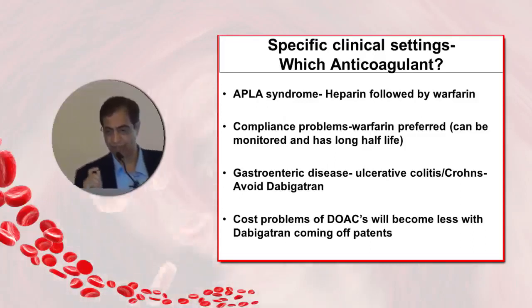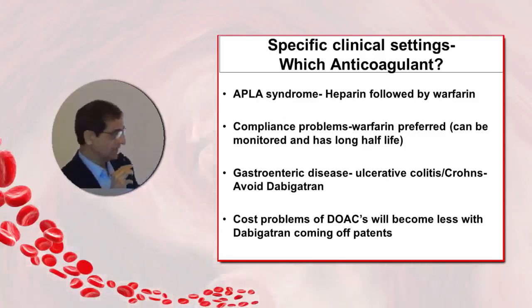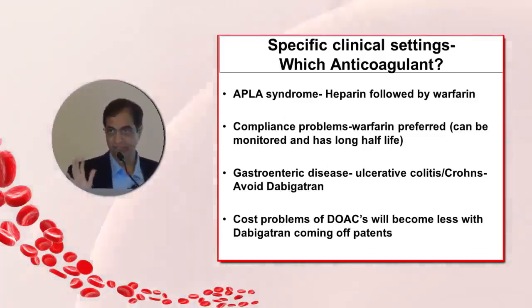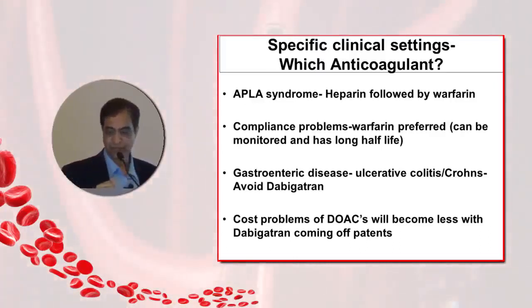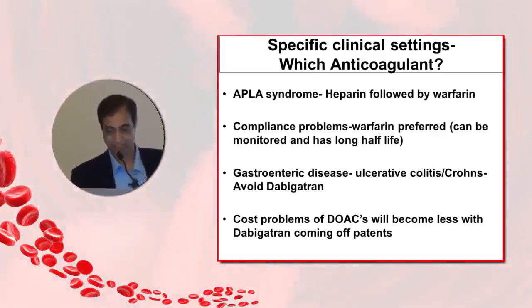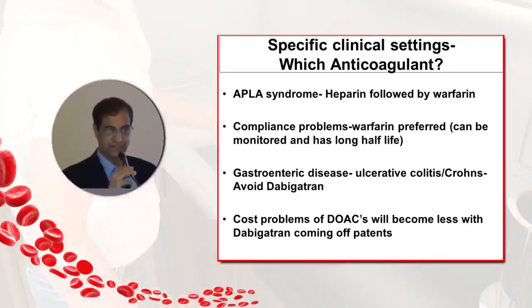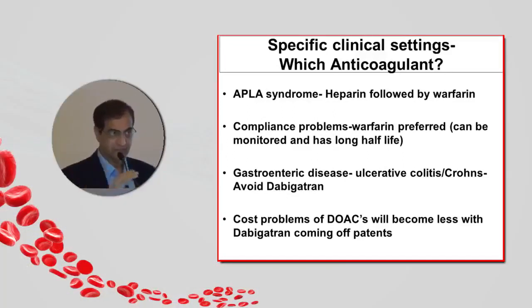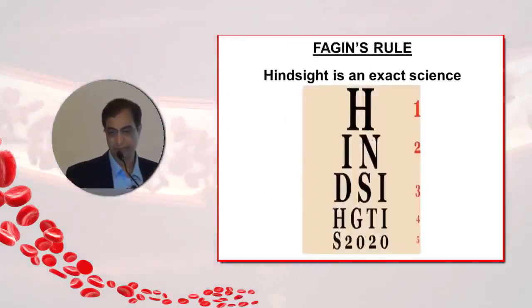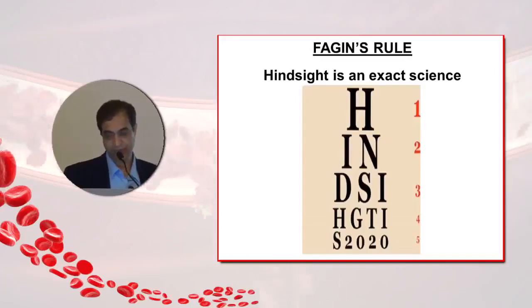Gastroenteric disease like ulcerative colitis and Crohn's: Dabigatran has a little bit higher risk of bleeds from the GI tract, so Dabigatran is a little bit of a problem there. Cost problems of DOACs, as I said, will become less with Dabigatran coming off patents. I am told that Dabigatran therapy, coming off patents in the Indian scenario, is going to be 50 rupees a day, and it used to be 150 a day. So I think it's a substantial difference that it's off patents. Of course, hindsight is an exact science. So sometimes we worry about our patients without having too much foresight.